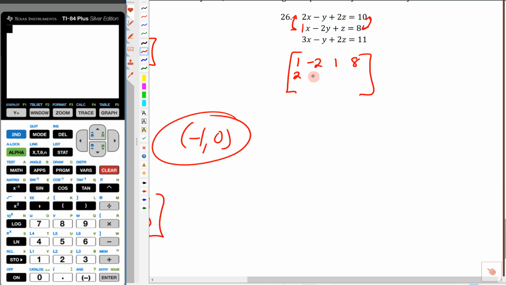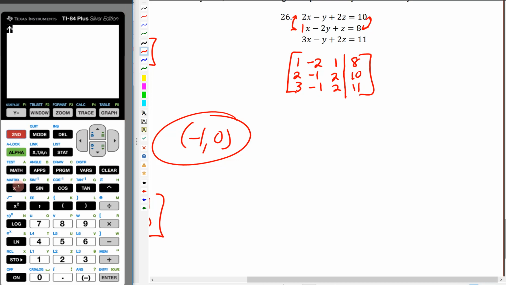So this is going to be a 2, a -1, a 2, and a 10. And then, of course, that third one didn't change positions at all. So we've got a -1, a 2, and an 11. We'll put that line right there. And again, always a good idea to make sure that you've got that written down correctly. So let's just take a second to double check that. I think we're in good shape. So let's go ahead and put it in the calculator.